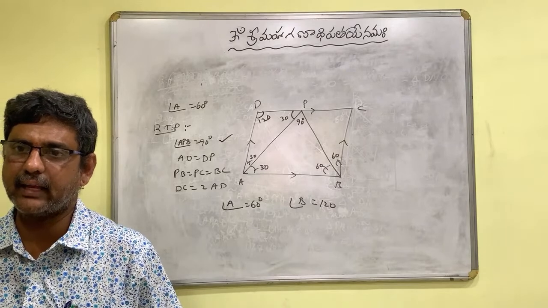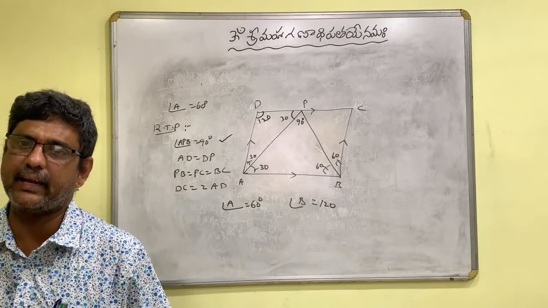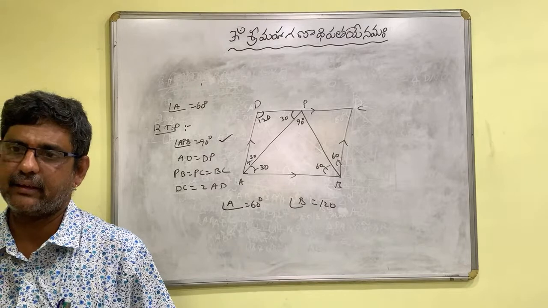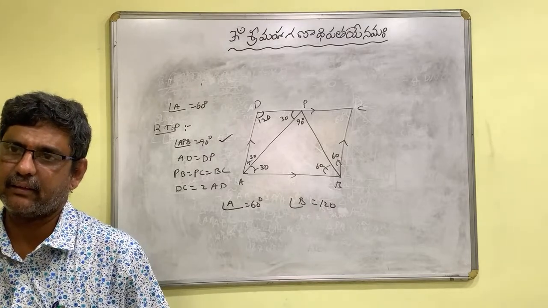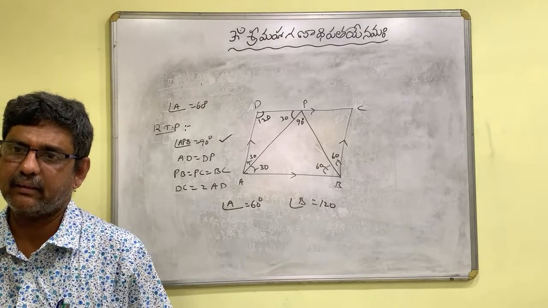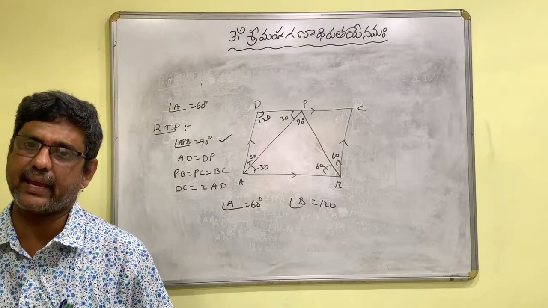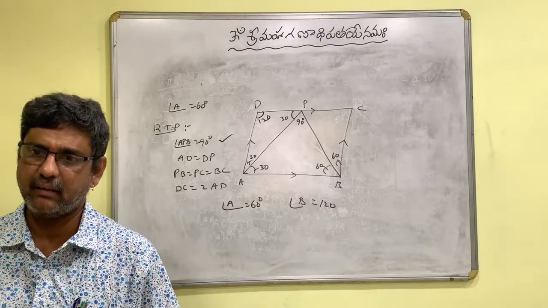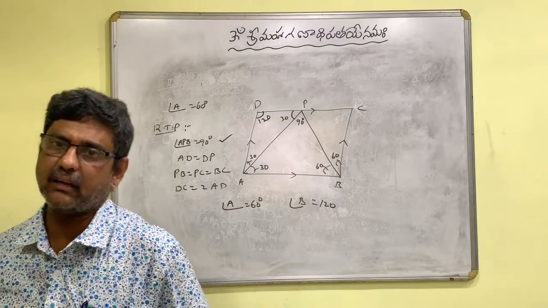What type of right triangle is it? Triangle ADP is a right isosceles triangle. Two angles are equal, na? It is an isosceles triangle.